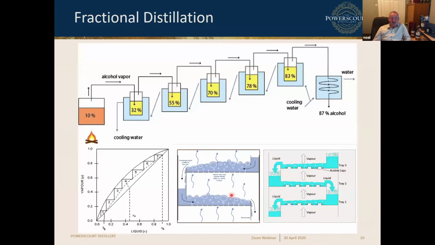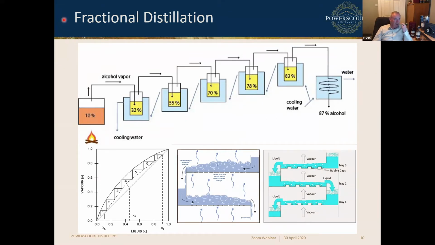So we move on to the next slide, and we've dealt with simple distillation and how it can be used in single, double, 2.5 times, and even triple distillation. We're now looking at something a little bit more complex. Fractional distillation is a system by which you have several distillations carrying on at the one time, nearly in succession, if you wish as well.